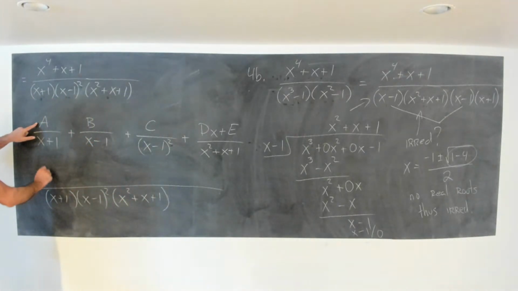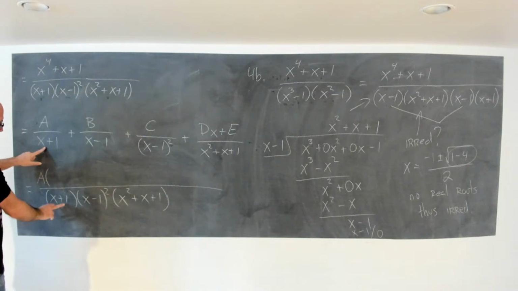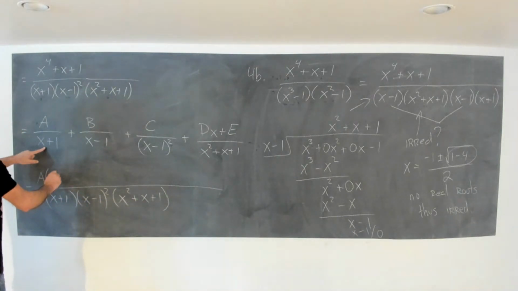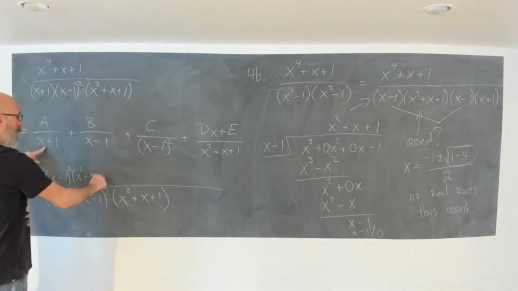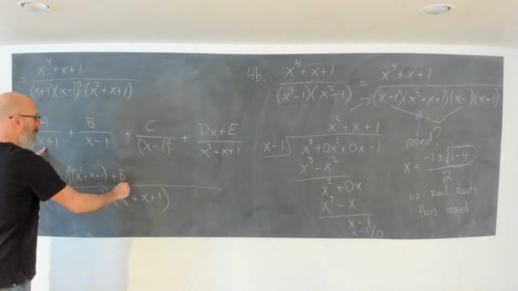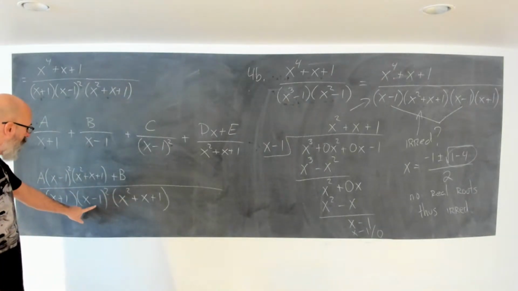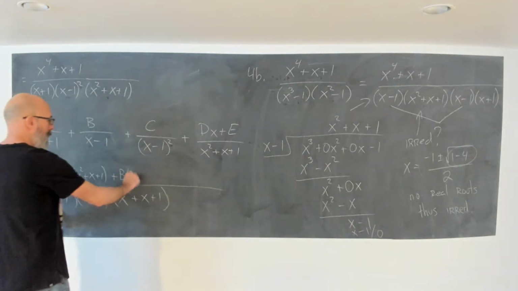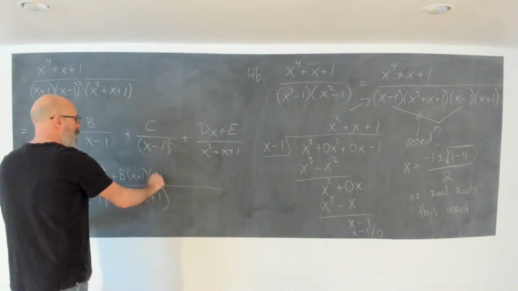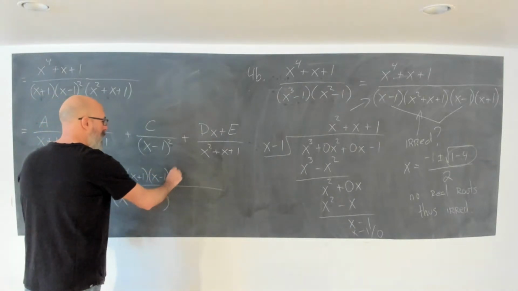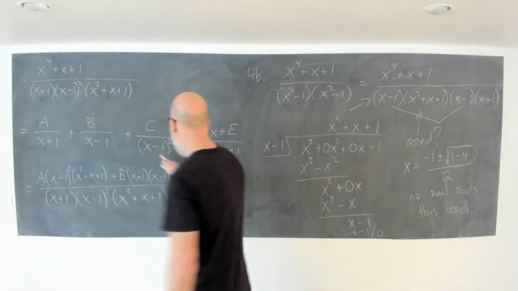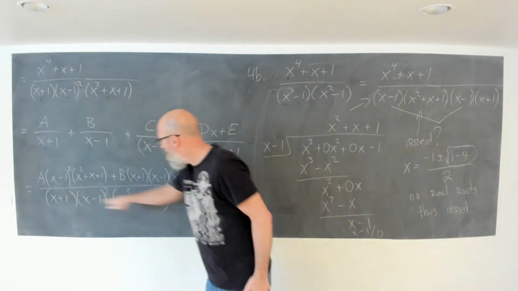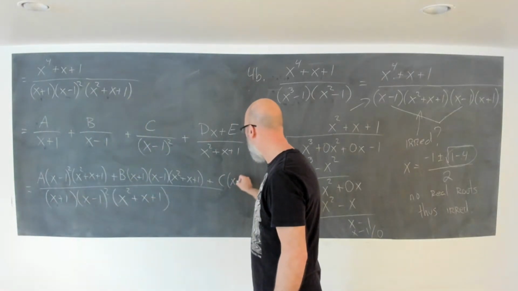Right, what am I missing? I've got the x plus 1, so I'm missing all of this. For the B, I've got one of the x minus 1s, so I'm missing this. I'm missing an x minus 1, and I'm missing this. For the C, I've got the x minus 1 squared, but I'm missing the other two.